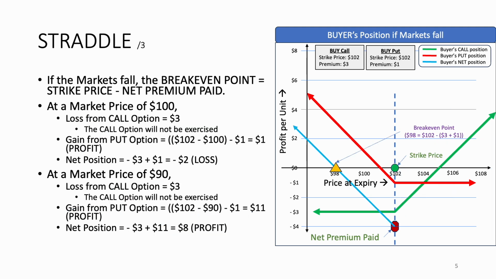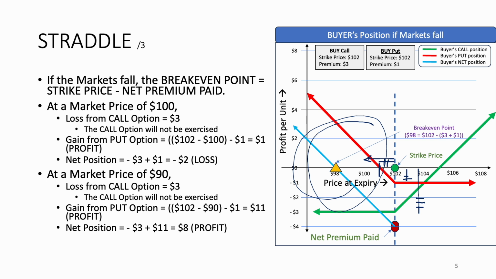Now let us analyze the situation when the markets fall. That is, this is the strike price and the market is moving in this direction. So the market price is somewhere in this area. First let us take the condition that the market price is falling, and if it is at $101, then this is the point where the put option breaks even, because the put option has a premium of $1. If the market falls by this amount, then the put option will break even. However, since we have also purchased a call option at a premium of $3, the market has to fall further so that we break even on this straddle strategy.